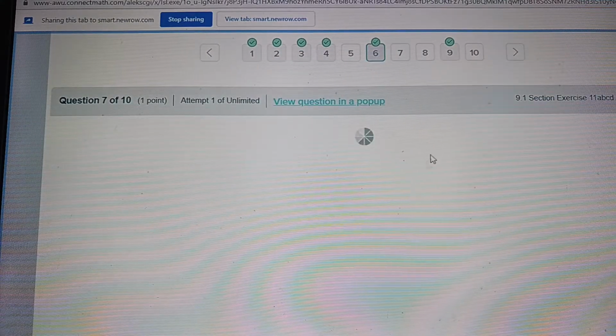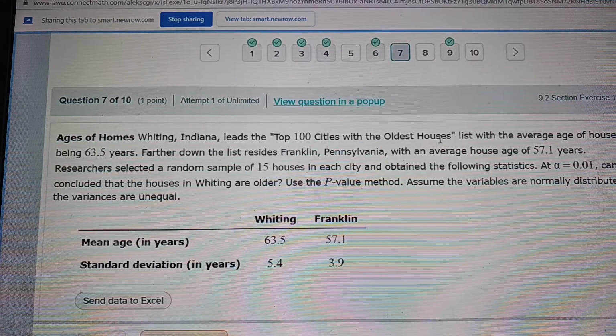So this problem is very similar to the last one. The only difference is these standard deviations are not population standard deviations, they're coming from samples. They did a random sample of 15 houses in each city and obtained the following statistics. So this is all sample information down here. It doesn't say it's sample standard deviation, but if it comes from a sample, it's sample standard deviation. So we have S's, we don't have sigmas, we have to do a T now instead of a Z.